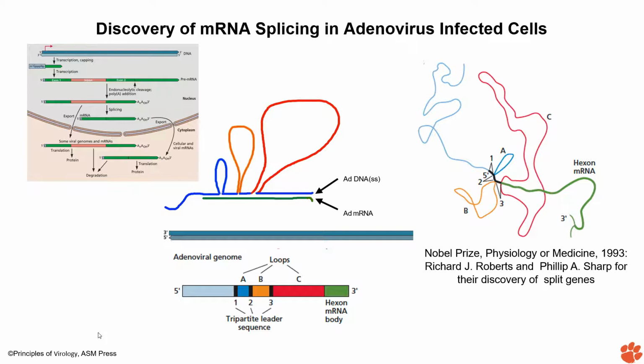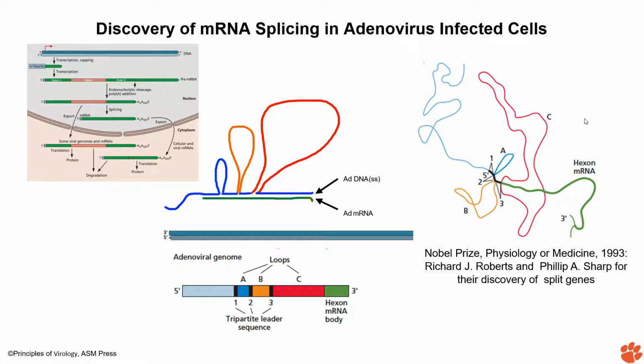And they did not understand what these mRNAs were actually doing. So they did an elegant experiment. They took the DNA, denatured it so that it is single-stranded, and they took this hexon mRNA right here, in the green, and tried to hybridize that, and then they negative stained those and looked under the electron microscope.